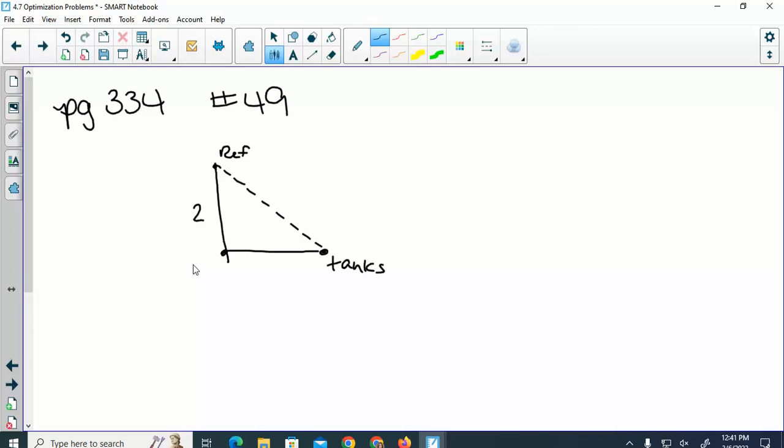Let's see. What else have we got? Then it starts talking about the cost of laying the pipe. Alright, so here is our pipe here. What's wrong?